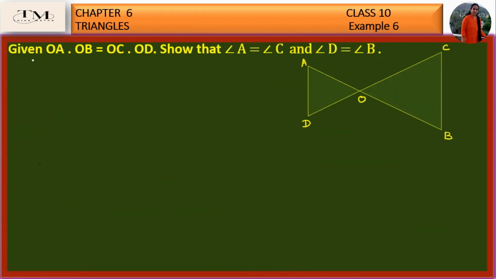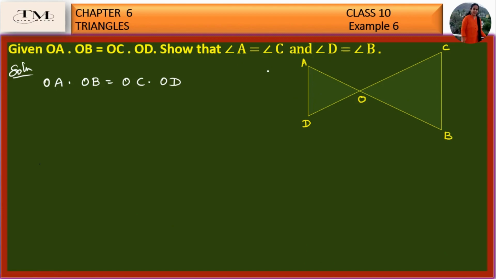What is given? Given OA dot OB is equal to OC dot OD. Show that angle A is equal to angle C and angle D is equal to angle B. So here what is given? OA dot OB equals OC dot OD. We have to prove some angles are equal. If we show the similarity, automatically their corresponding angles will be equal.